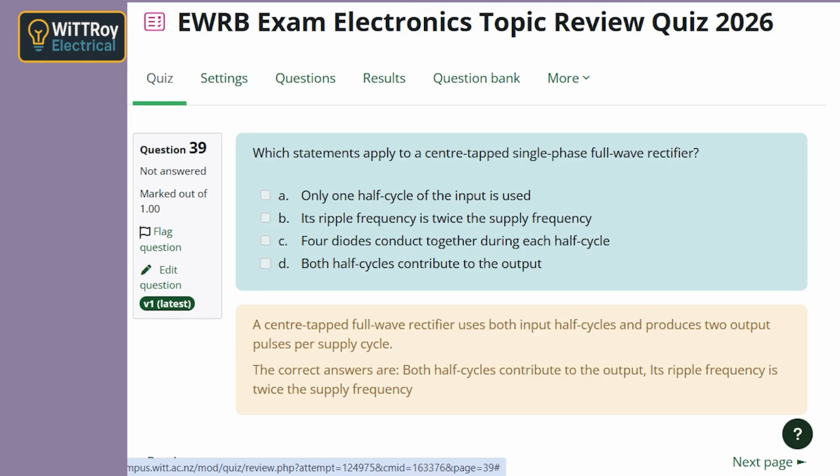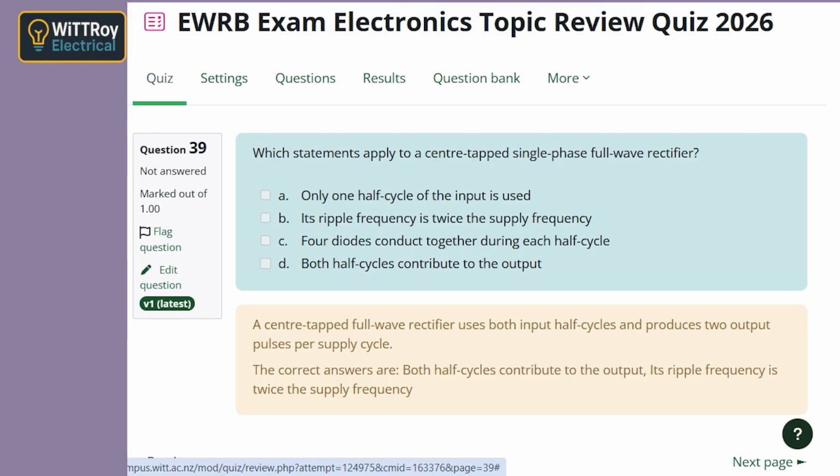Question 39. Which statements apply to a center-tap single-phase full-wave rectifier? I selected both half cycles contribute to the output. You read that question properly. A center-tapped full-wave rectifier uses both input half cycles and produces 2 output pulses per supply cycle.